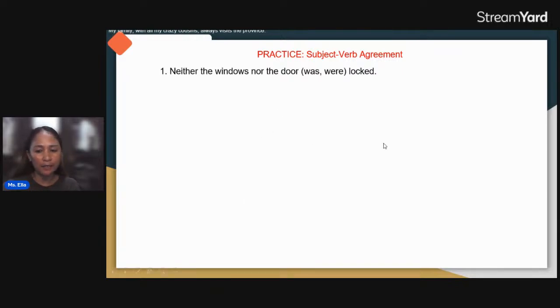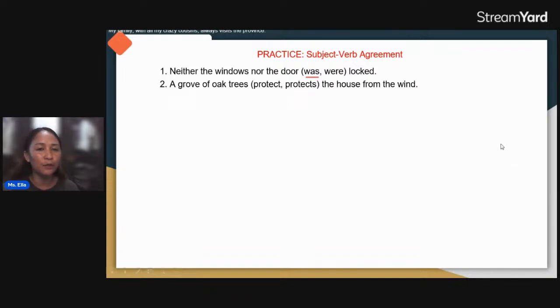Okay, so the correct answer here is was. Neither the windows nor the door was locked. Again, why? It's because of this nor. When two subjects are joined by the word nor, the verb must agree with the closer subject. And the closer subject is door, so it's was. Okay, very good. Now, how about number two?